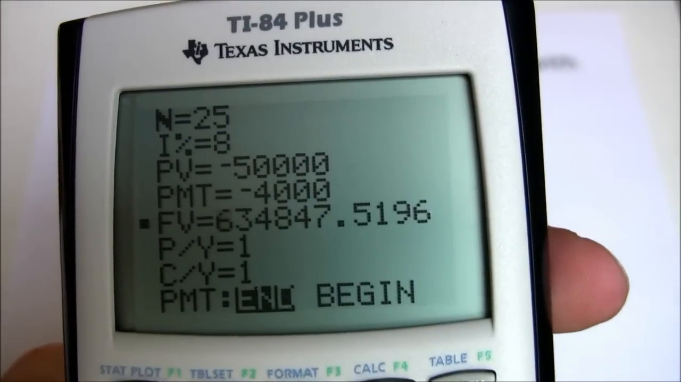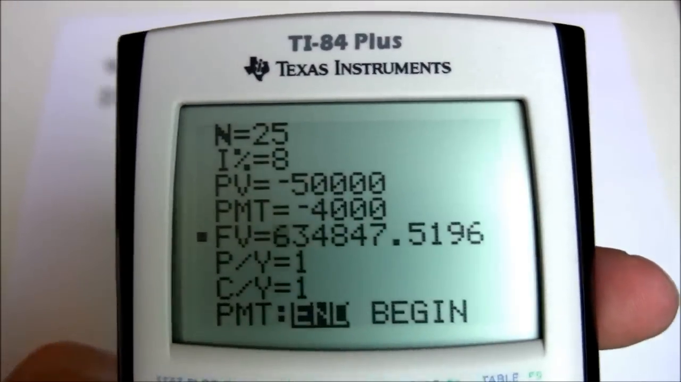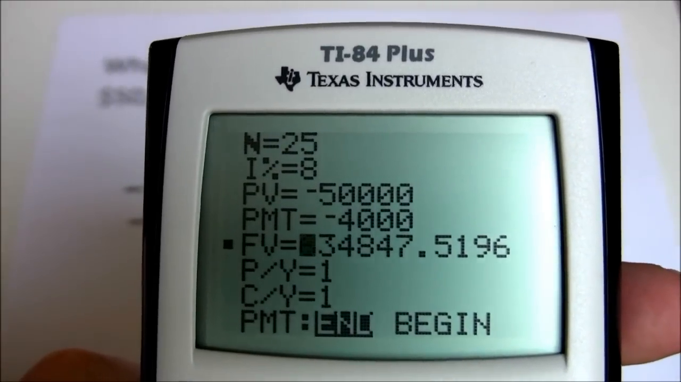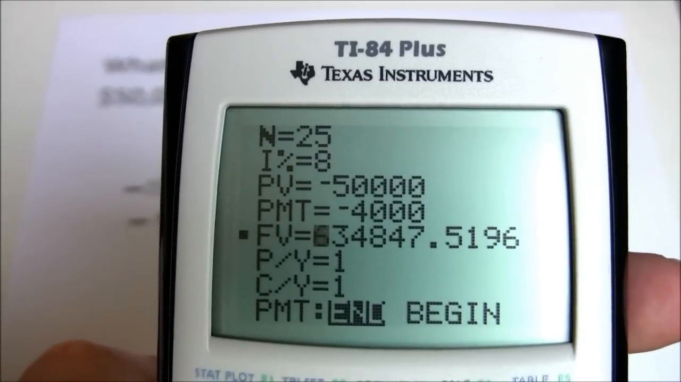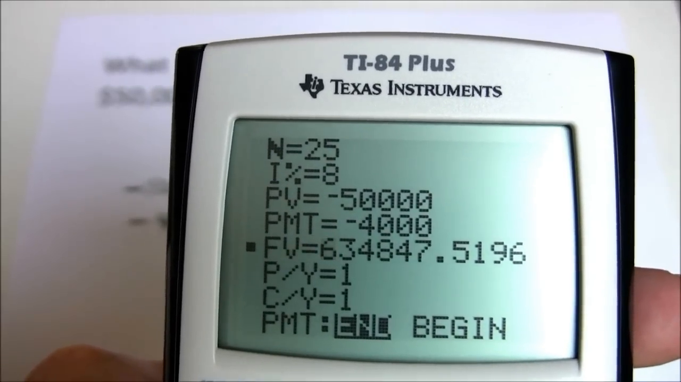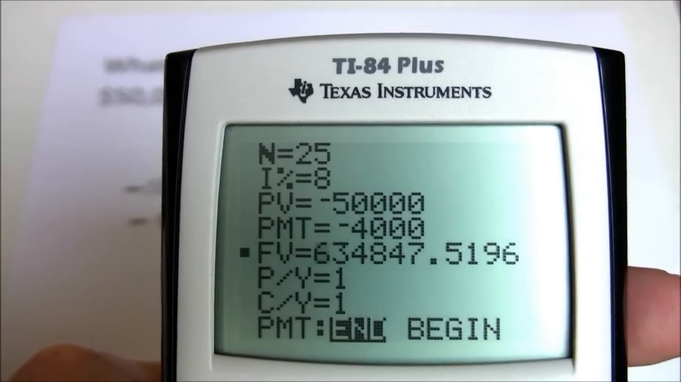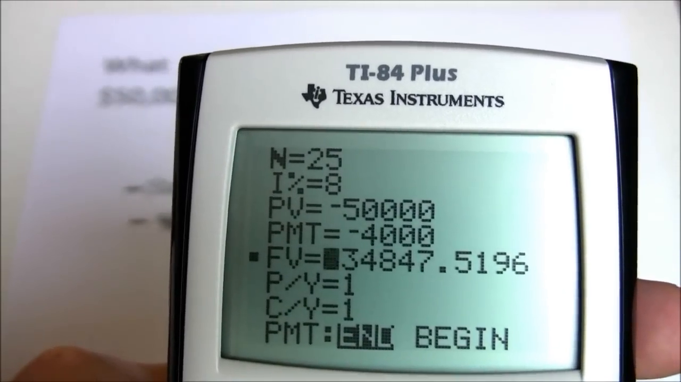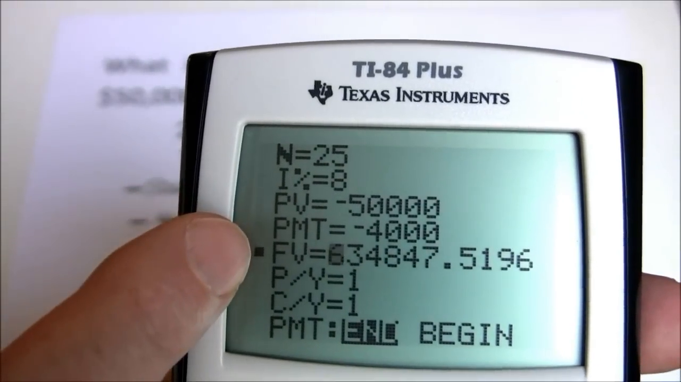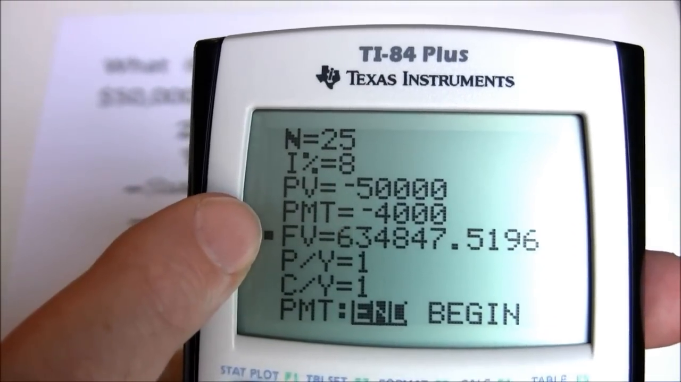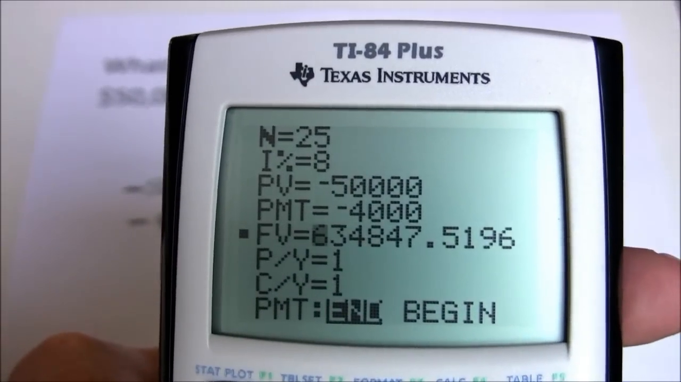Now you can see we get $634,847. So that extra $50,000 at the start meant we had more than an extra $300,000 at the end. We went from just under $300,000 to just over $600,000 as our future value at the end. Also note here, because my present value and payment were both negative, my future value came out positive. That's how much is available to me to receive at the end of the 25 years.